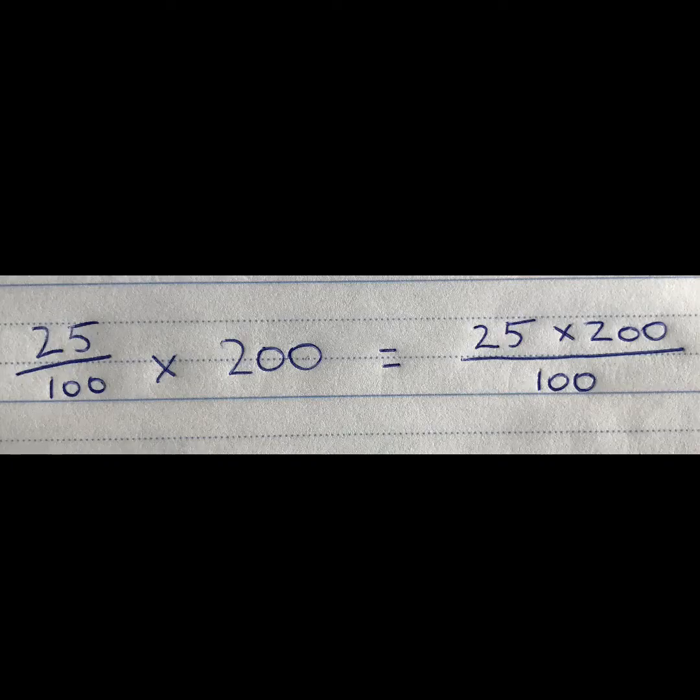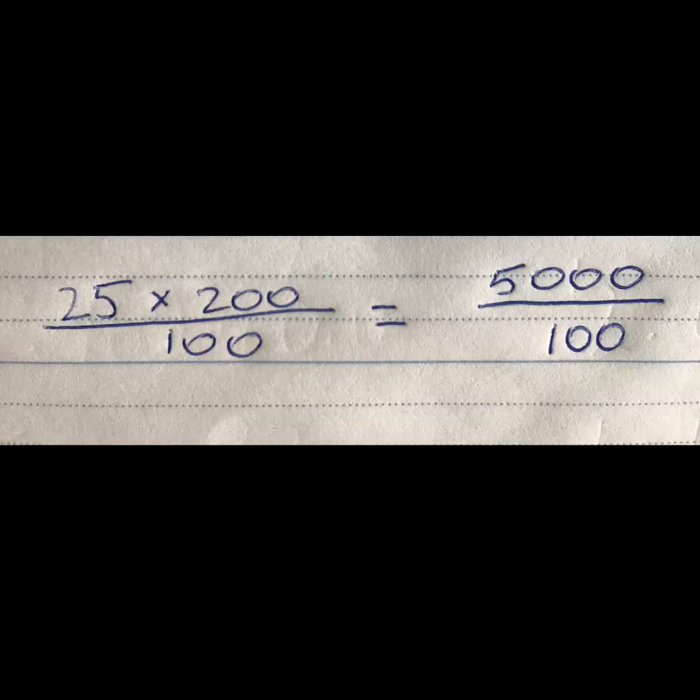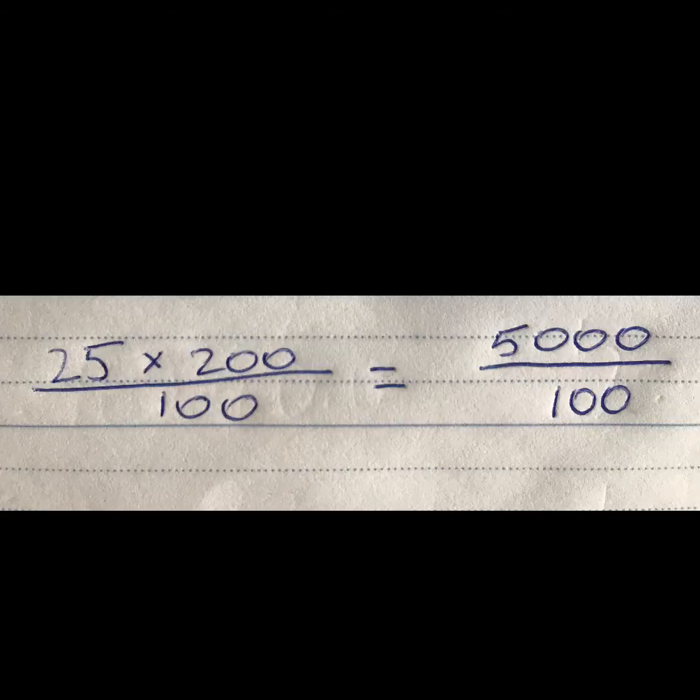Now 25 100ths times 200 can be written like this as well. You can have 25 times 200 as the numerator and still keep 100 as the denominator. This makes the sum a bit easier to work out. We can work out that 25 lots of 200 make 5,000. So 5,000 over 100 is where we're at now. The next step is to divide 5,000 by 100, and that will give us our answer.